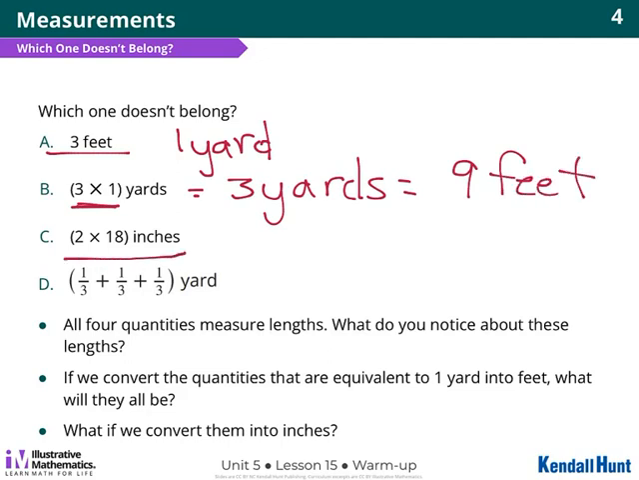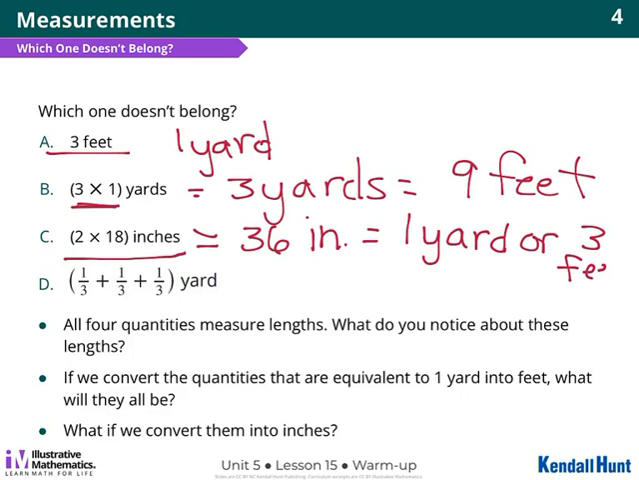Here, 2 times 18, we do the parentheses first. What's 2 times 18? 36. 36 inches equals what? 1 foot. 1 yard. 1 yard, or 3 feet. Okay, if I add a third plus a third plus a third, what do I get? 1 yard, right? All right.